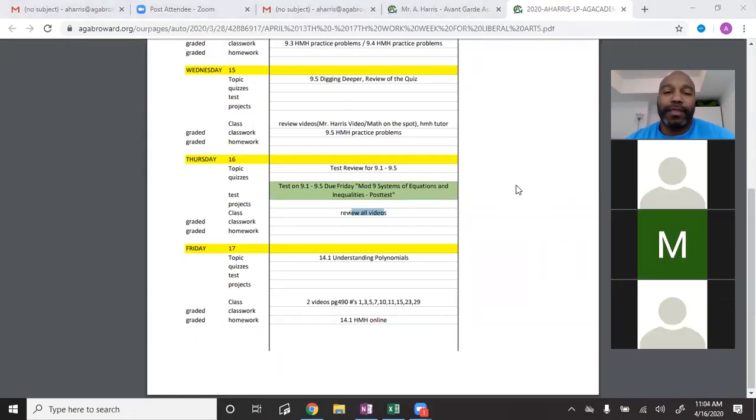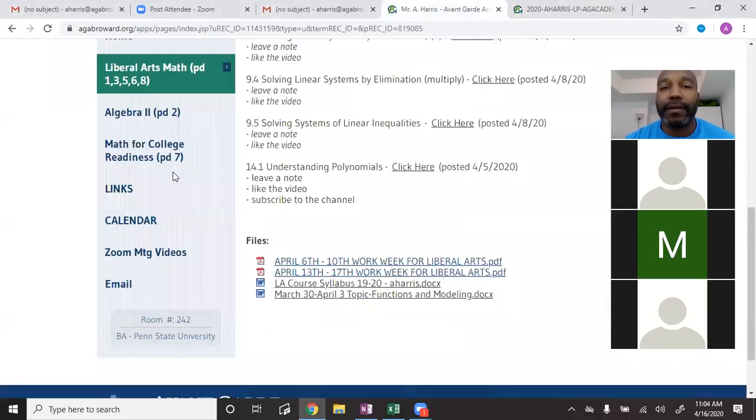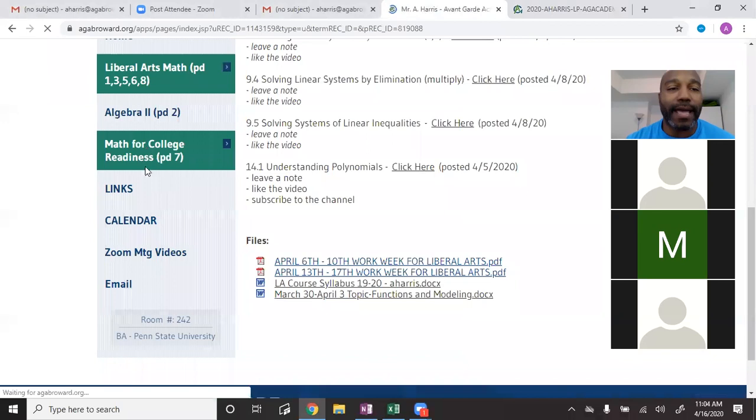So I wanna make sure that you feel good with this. I also put what's being graded, okay? There's things that you need to do for class, and then there's things that are actually being graded. Make sure you get your grade. So let's go back here and let's see what Algebra 2 has.